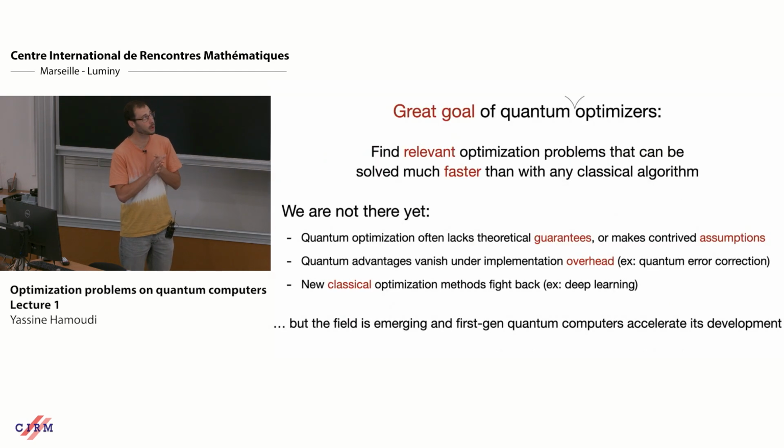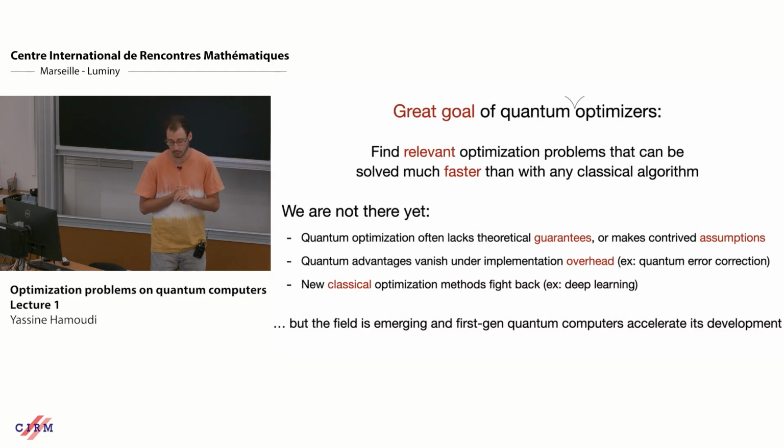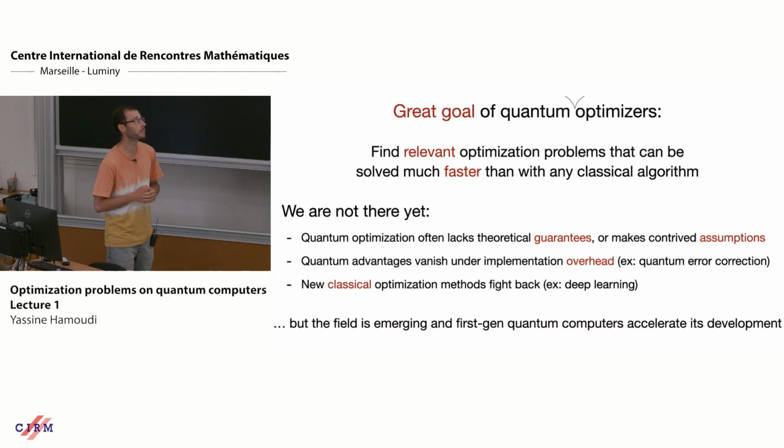Okay, so before we start today's topic, I would like to give a few disclaimers about quantum optimization. The great goal of people that work on quantum optimization is to find relevant optimization problems that could be solved much more efficiently than with classical computers. So this is a long-term goal. However, we are quite far from reaching that goal.